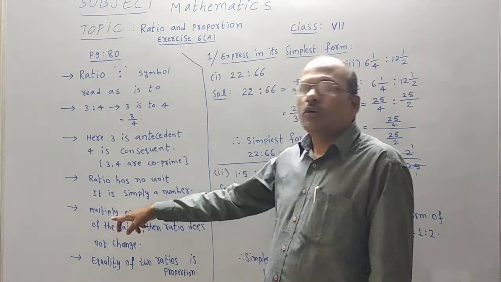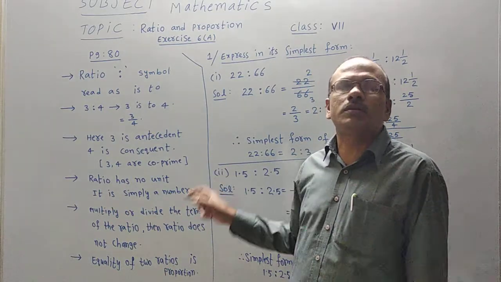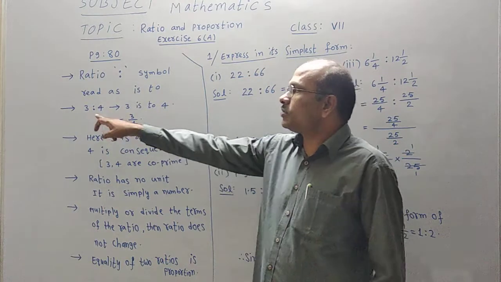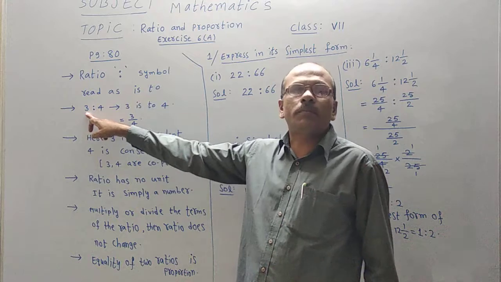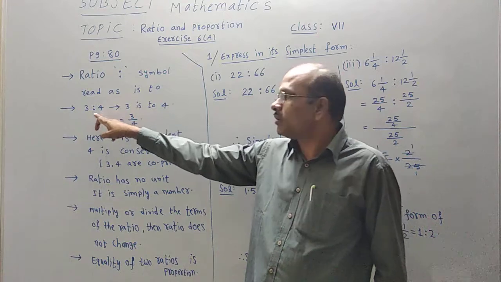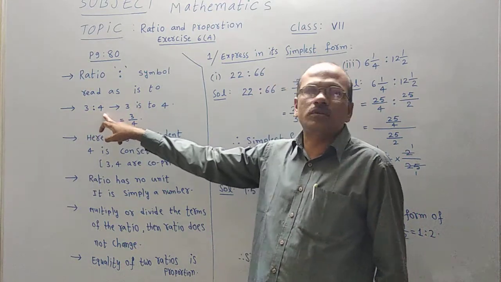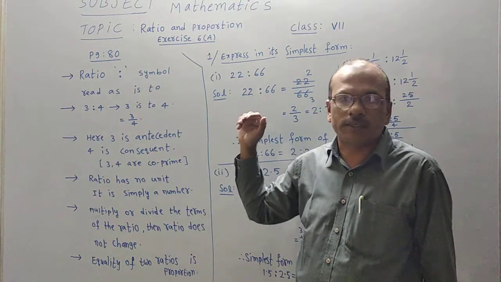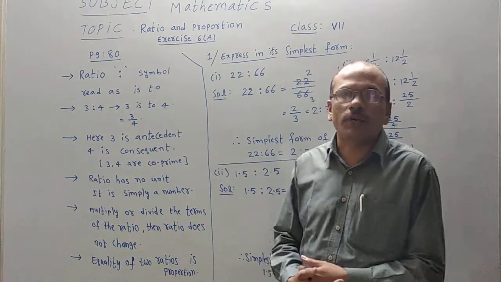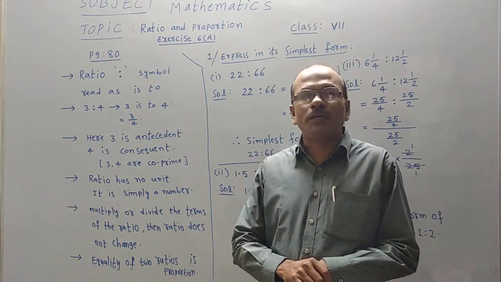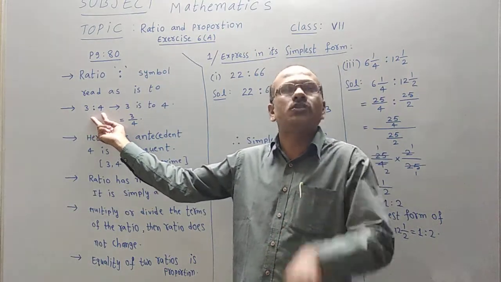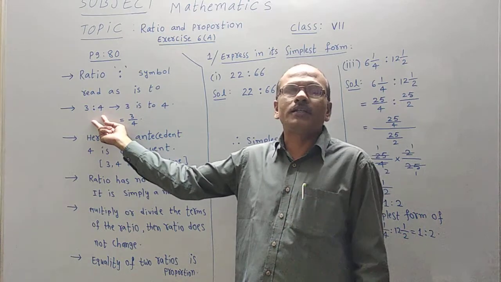Then if you multiply or divide the terms of the ratio, it does not change its value. Suppose 3 is to 4. So this first term is multiplied with 2, and this second term is also multiplied with 2. 3 2s are 6, then 4 2s are 8. 6 is to 8 we can get. That 6 is to 8 and this 3 is to 4, both are equal ratios only, no change in their value. That means if we multiply both the terms of the ratio with the same non-zero number, then it will not change its value.